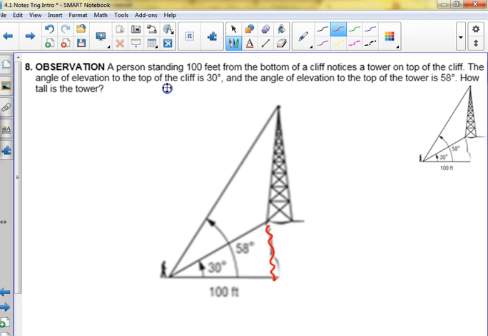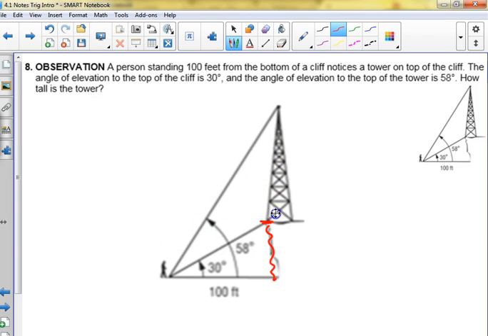Angle of elevation to the top of the cliff is 30. So, from his line of sight up to the top of the cliff only is 30 degrees. The angle of elevation to the top of the tower is 58 degrees. So from the ground or line of sight to the top of the tower is 58. Okay, how tall is the tower? Eventually, you could maybe use law of sines and cosines here. But even at that point, what we know is not anything about this triangle up here.